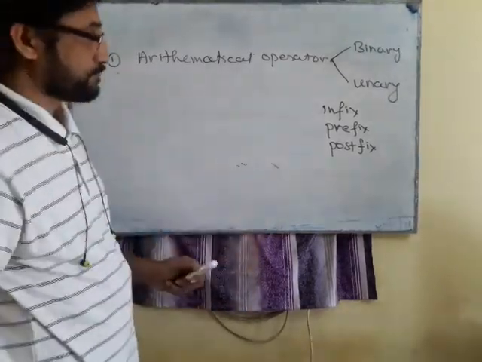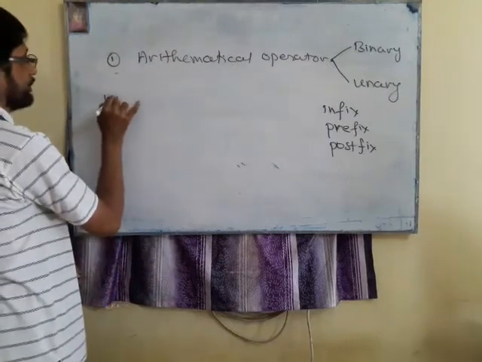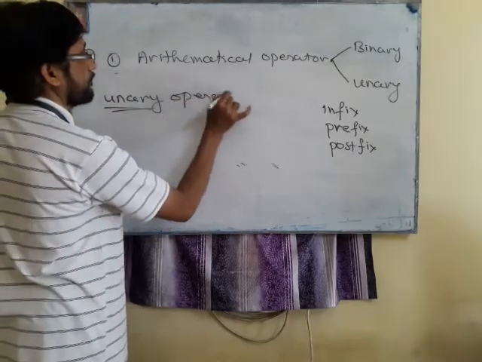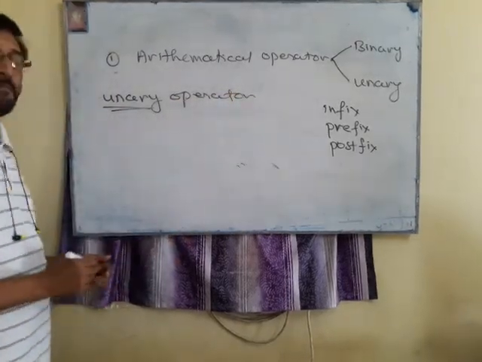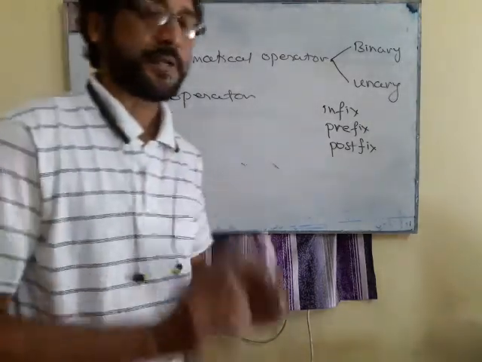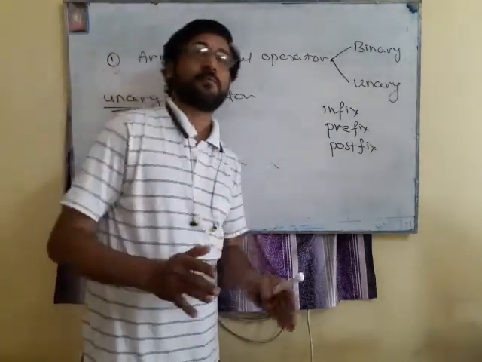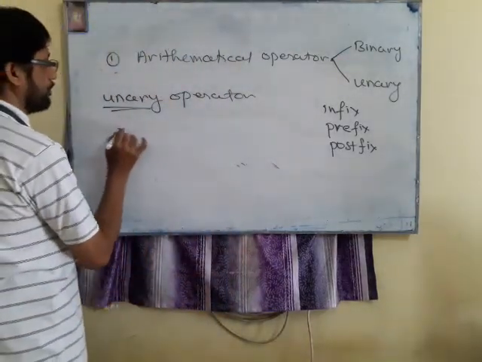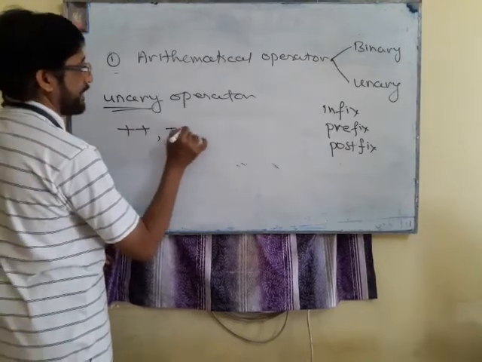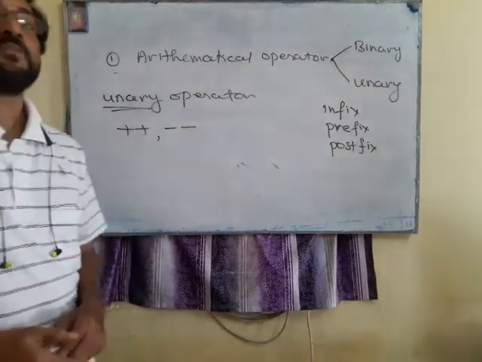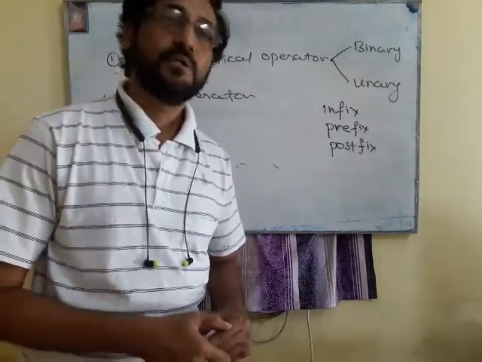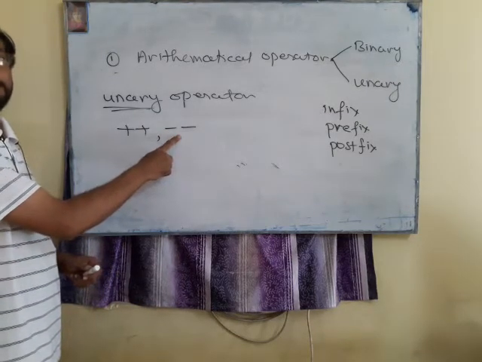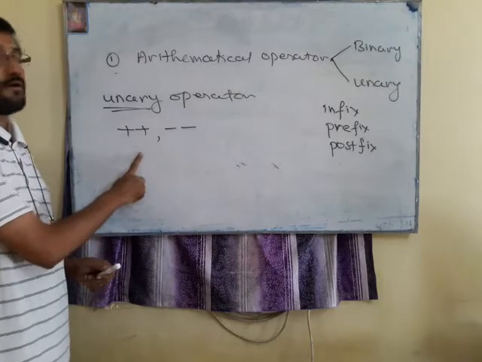Now we discuss what is a unary operator. The operator that takes only one operand is known as a unary operator. For example, plus plus and minus minus. These operators take only one operand, so they are known as unary operators.